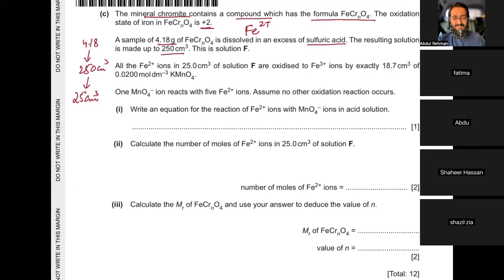Now, calculate the number of moles of Fe2 positive ion in 250 centimeter cube of solution F. So we know the moles of manganate. We can calculate the moles of manganate because we know the concentration and the volume. So the volume is 18.7 divided by 1000 and then multiplied by the concentration, which is 0.02. Can anyone tell me the answer, please?